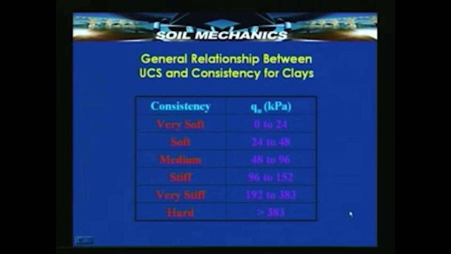What is the importance of this unconfined compression strength test? The importance lies in the fact that it gives a very good indication of the consistency of the soil. For example, it is found that as Qu varies from 0 to some value more than 380 or 400 kilopascals, the consistency of the soil varies from a very soft state to a very hard state. Therefore, this Qu is a very good measure of the consistency, and this table gives you an idea about what is very soft, what is soft, medium, stiff, or very stiff and hard.